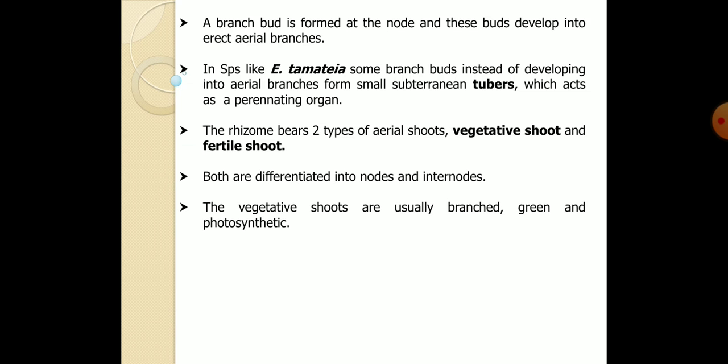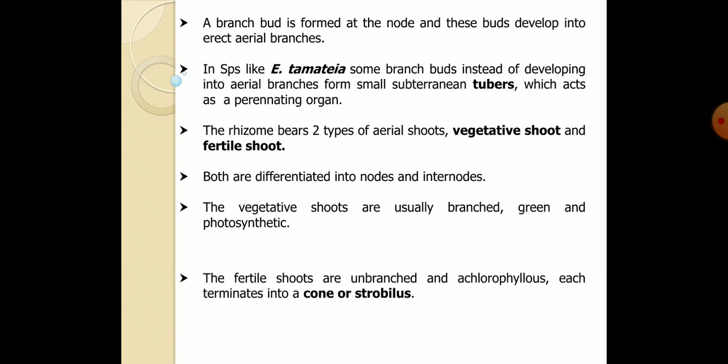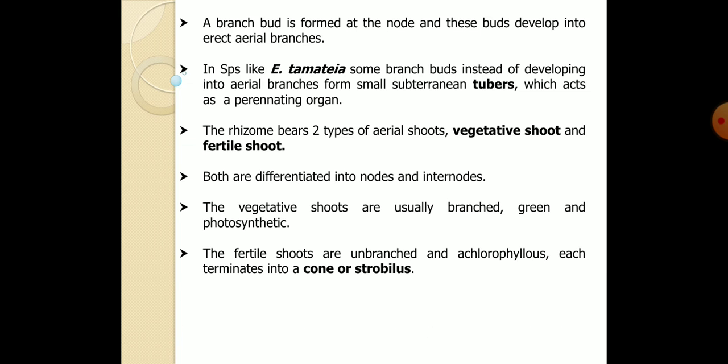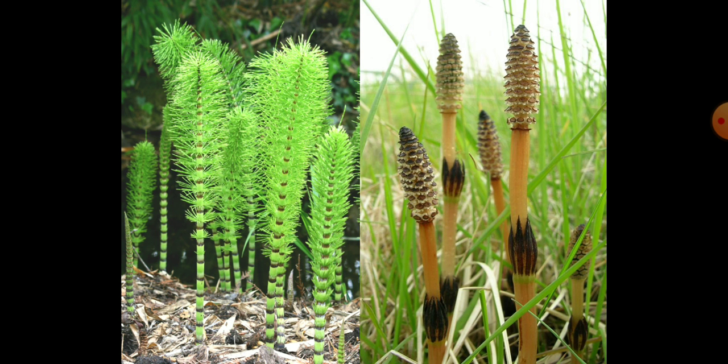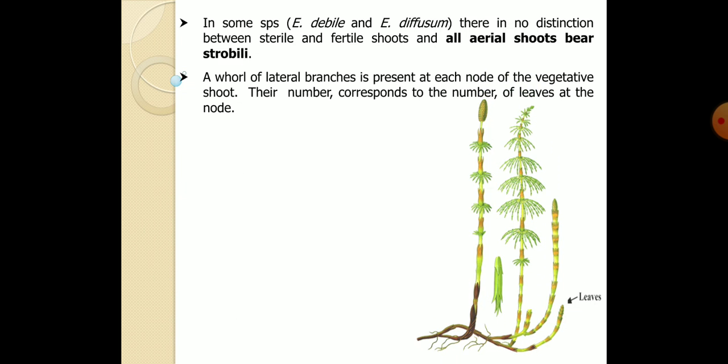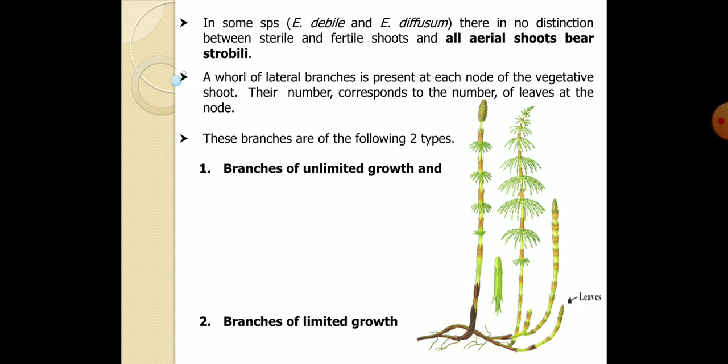In the stem there are two types of shoots, the vegetative shoot and the fertile shoot. The fertile shoot has the spore-bearing region, and the vegetative shoot does not have spores or cones. This figure shows the fertile cones, the reproductive region, and this is the vegetative region. These are some species, Equisetum debile and Equisetum diffusum, where there is no distinction between the aerial shoot and the rhizome, both are the same.